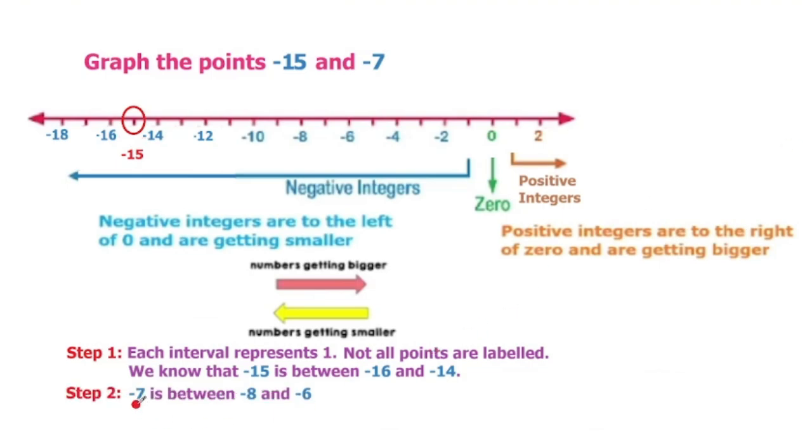And for negative 7, we know it's between minus 8 and minus 6, which is here. So we know minus 7 would be right here. And there it is. And that's it. And that's how you graph negative integers on a number line.